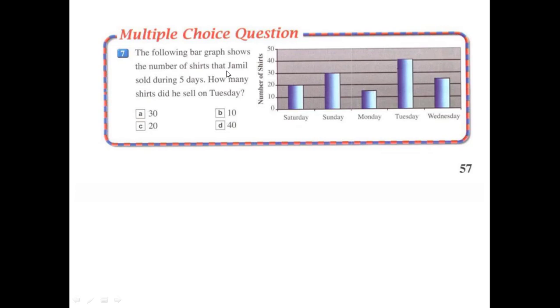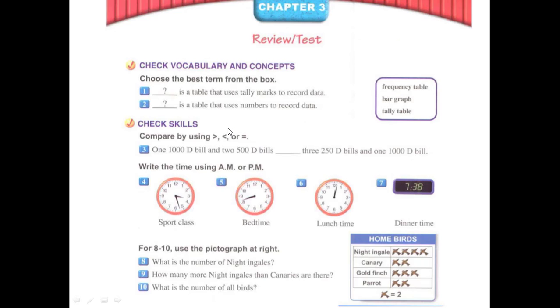Now the following bar graph shows the number of shirts that Jamil sold during 5 days. How many shirts did he sell on Tuesday? On Tuesday it is 40. Okay, 40. Now we have reviewed chapter 3.